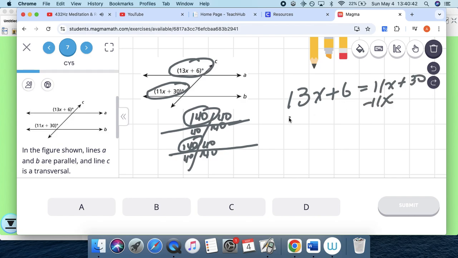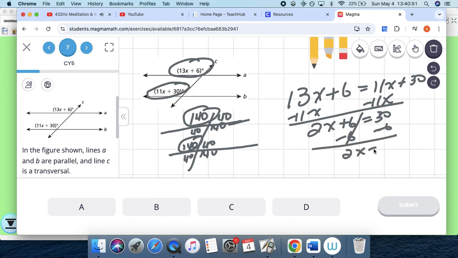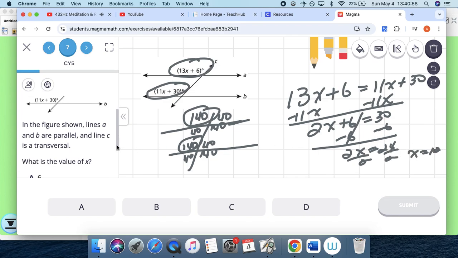Subtract 11x from both sides. We get 2x plus 6 equals 30. Minus 6, minus 6. 2x equals 24. Divide by 2, divide by 2. x equals 12. Is that what we want? What's the value of x?